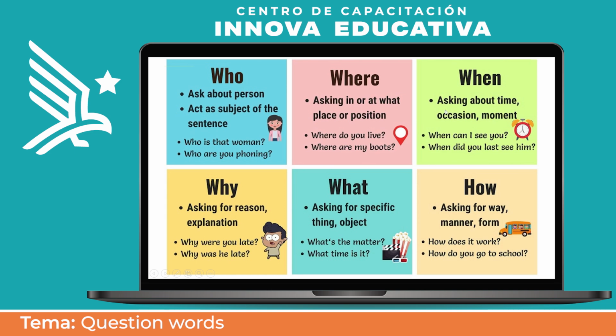When. We use when we are asking about time, when we are asking about an occasion, or when we are asking about a moment. For example, when can I see you? ¿Cuándo puedo verte? When did you last see him? ¿Cuándo fue la última vez que lo viste? Or when is your birthday? ¿Cuándo es tu cumpleaños?